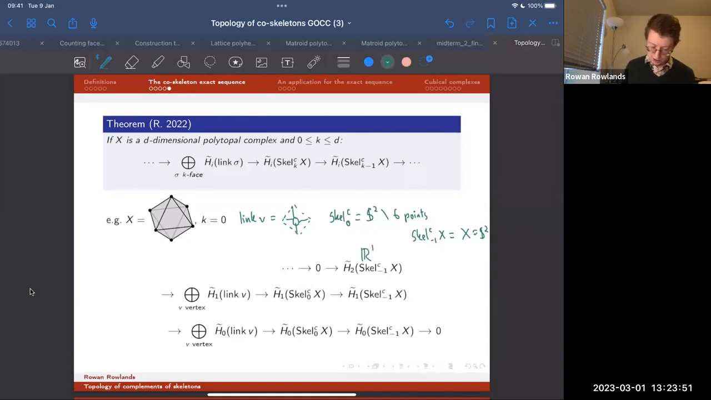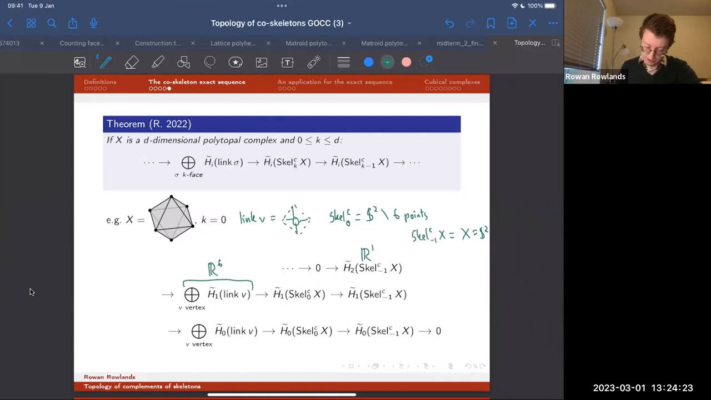Next up, the degree 1 homology of the links. Each link is a punctured disk. And so you can have a deformation retraction from that to a circle. And so essentially it's got one 1-dimensional hole. Okay, so for each vertex, we get a 1-dimensional vector space here, and there are 6 vertices. So this whole space here is a 6-dimensional vector space.